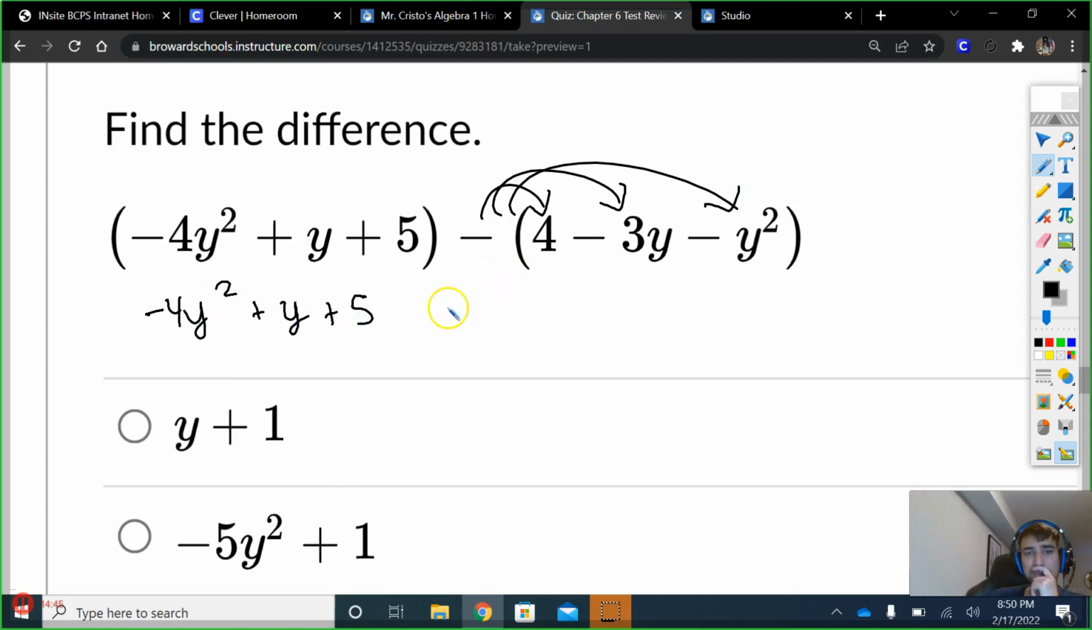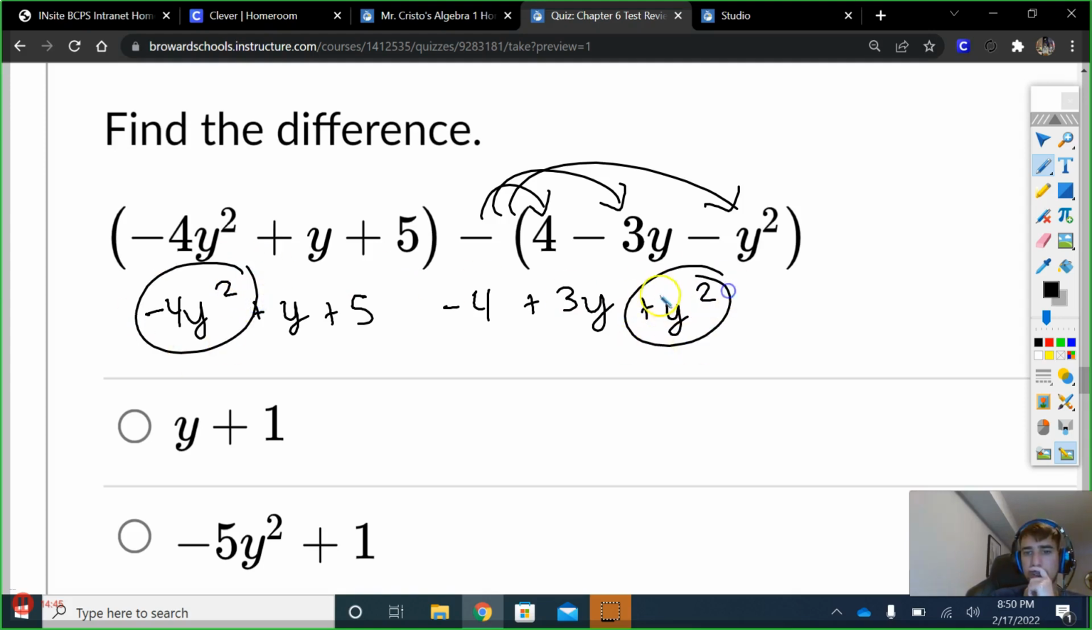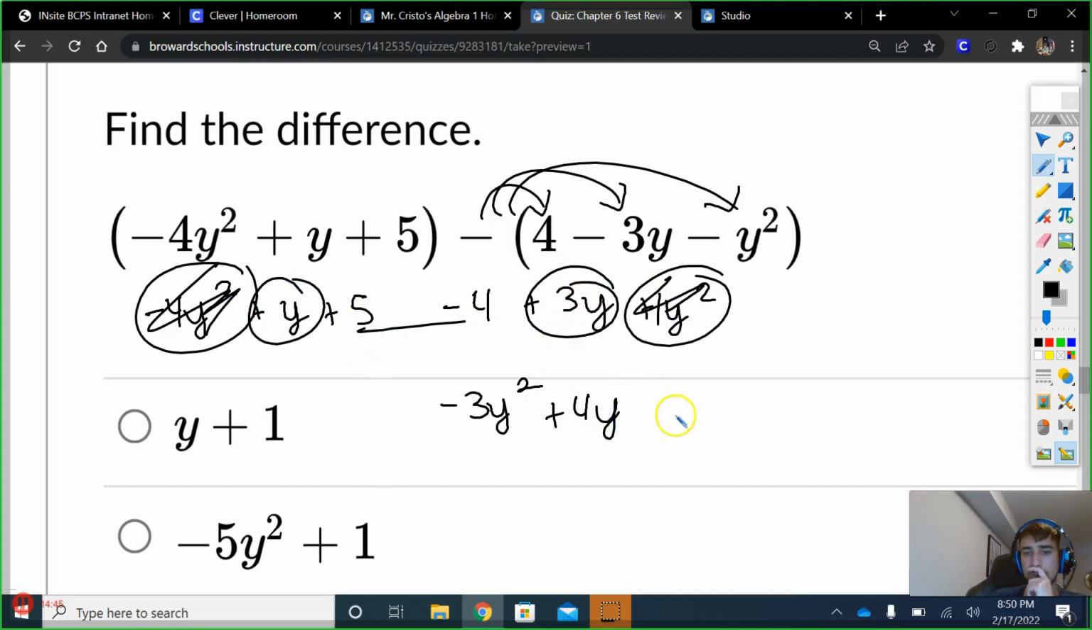That's going to give you negative 4 plus 3y plus y squared. I can just combine like terms now. This one and this one are going to combine. Negative 4y squared plus 1y squared will give you negative 3y squared. 1y plus 3y will give you 4y. And then 5 minus 4 will give you 1.